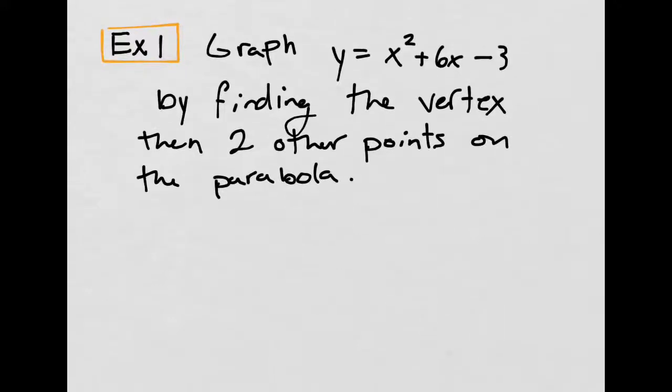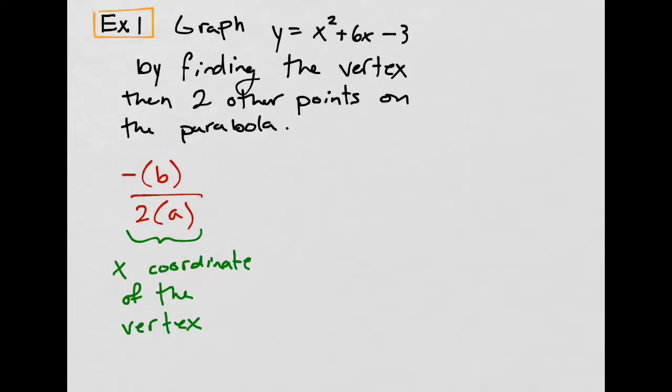So the instruction says to graph, so we need to draw a graph of that function by finding the vertex and then two other points on the parabola. So we have to find the vertex and two other points. To find the vertex, we use the opposite of b, the negative of b, over 2 times a. This is the x-coordinate of the vertex.